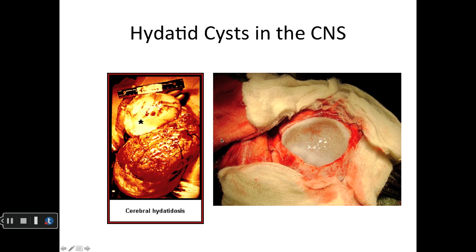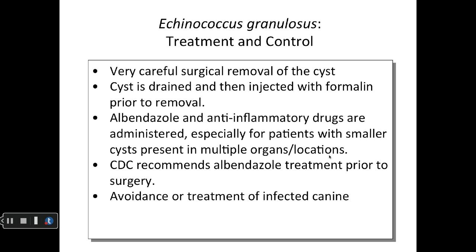Here are a couple more images. So this is cerebral hydatidosis. So this is the brain of an individual. This person, obviously, this is an autopsy. So here's the brain, and here is a large hydatid right here next to the brain. And this is a person's skull that's been opened, and you can see this huge hydatid cyst.